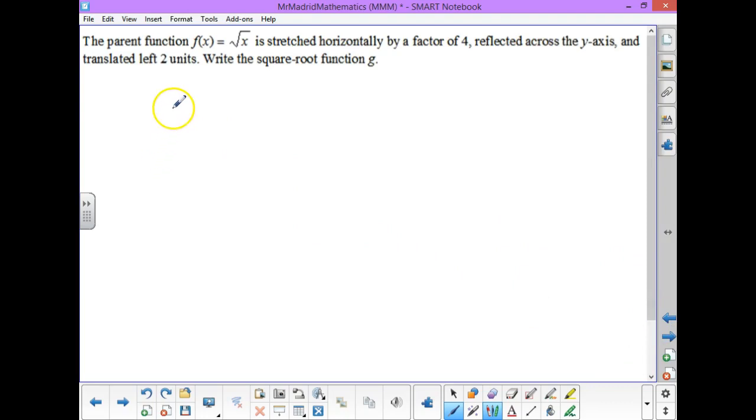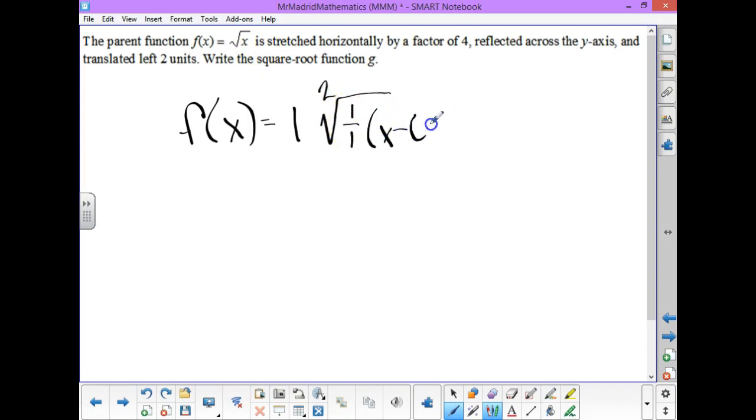Alright, moving on. The parent function f of x is stretched horizontally by a factor of 4, reflected, and translated left 2 units, to write the square root function g. So now we have to compose. Once again, just as a good habit, I'll expand the parent function: 1 over 1, x minus 0, plus 0. What they want me to do is to produce a g of x that transforms f. So let's go ahead and leave some blanks there.